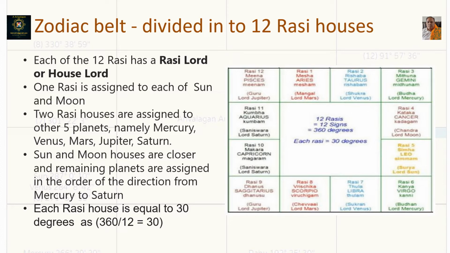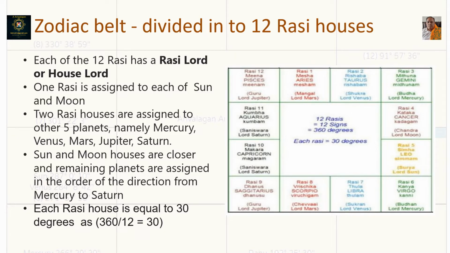So 360 divided by 12 is equal to 30 degrees. Why are we discussing the degrees? Because the planets move in a cyclic form, all planets other than Rahu and Ketu. All the remaining 7 planets move in a circular form. So in order to identify where a particular planet is located at the time of birth, this degree is used. Mesha Rasi starts from 0 degrees to 30 degrees. Always the 0 starts from the beginning of Mesha Rasi.